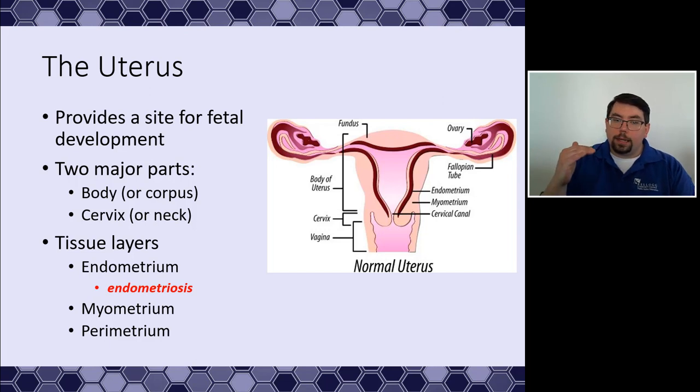Now, the uterus itself has three different layers of tissue that we primarily are going to deal with. The first one is going to be the endometrium, right? Then we have the myometrium and the perimetrium. The biggest one that we think about is going to be the endometrium, because that's the tissue that becomes engorged with blood. That's the tissue that will slough off as part of menstruation. It's also the area that's going to provide adequate blood supply to the placenta and then to the fetus.